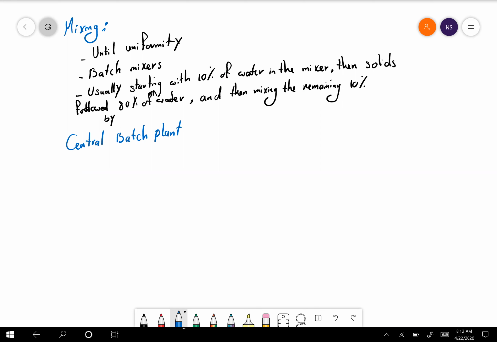And then sometimes you have mobile plants. If you're in a remote area where you don't have access to a central batch plant, or the transportation cost is too much, so it doesn't make sense to transfer all the materials from the central batch plant to the job site, you can create a mobile plant near the job site to produce your concrete.